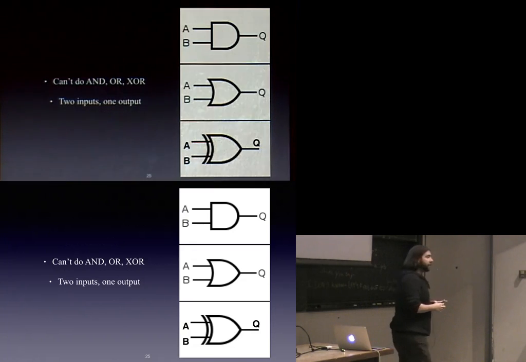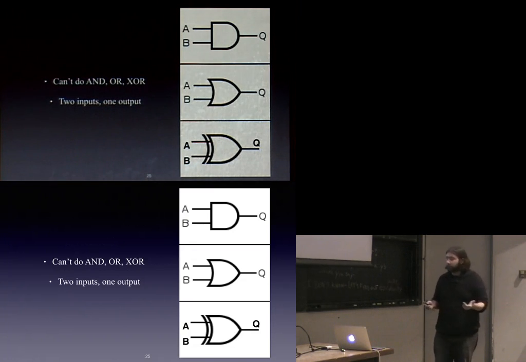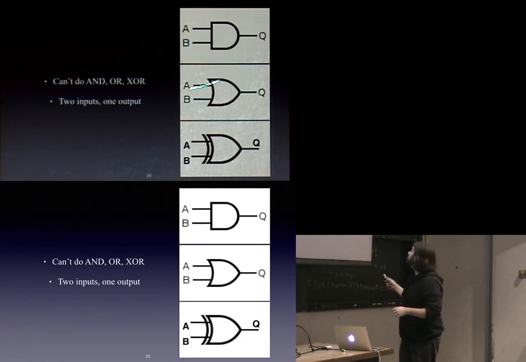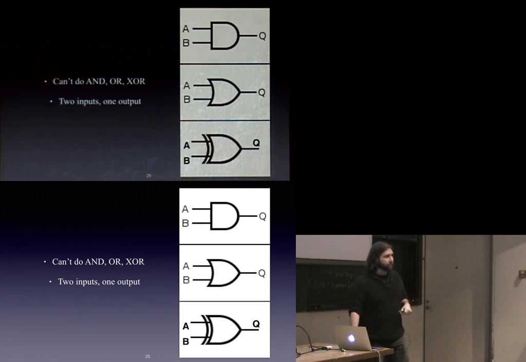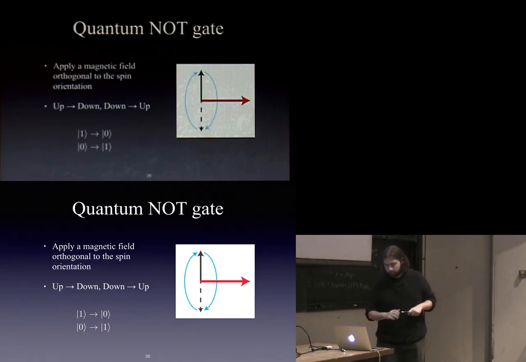So what does that mean? If you have to have the same number of inputs as outputs, obviously we can't have an AND or an OR or an XOR gate because I have two inputs and one output. So these aren't interesting from a quantum computing perspective.